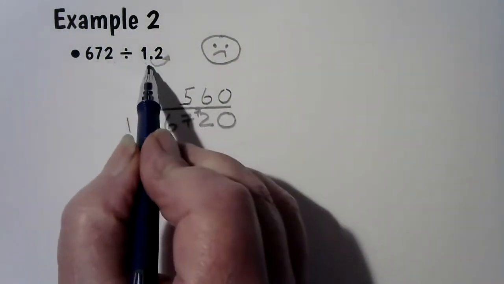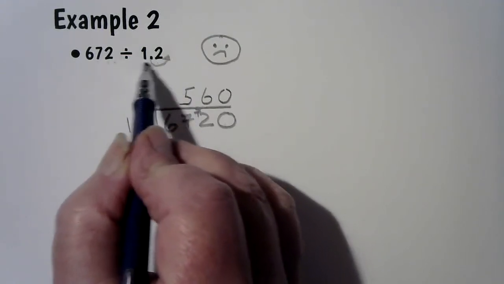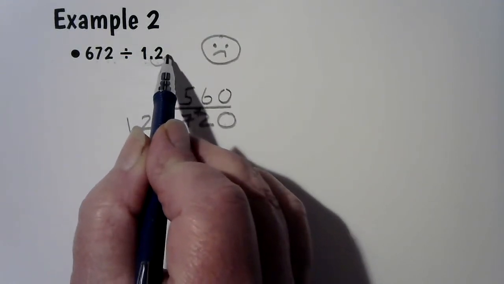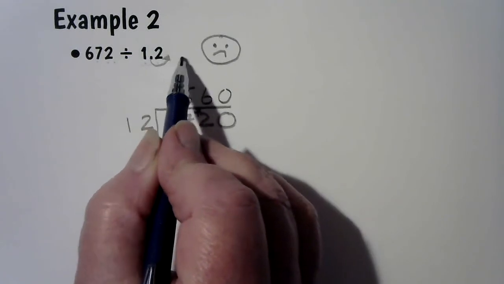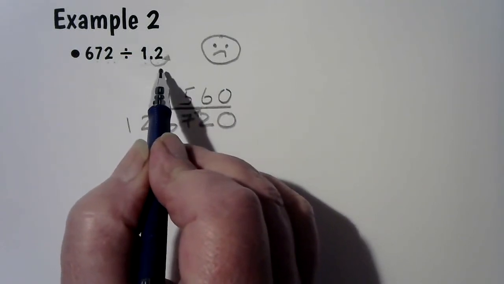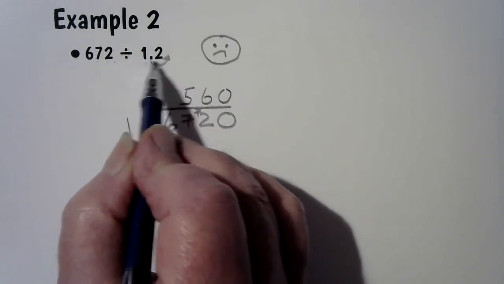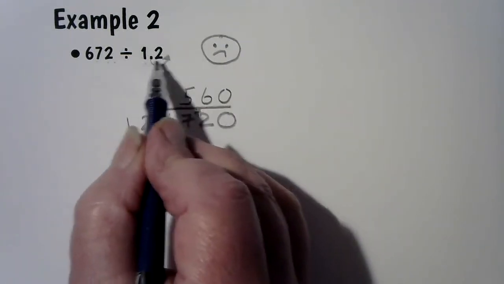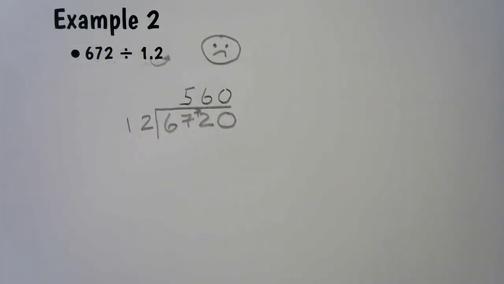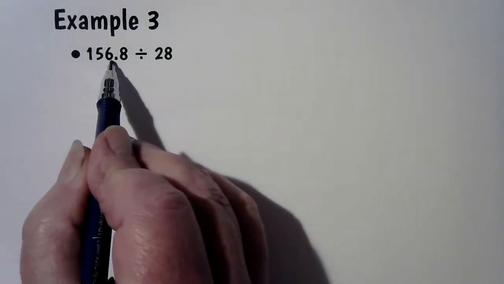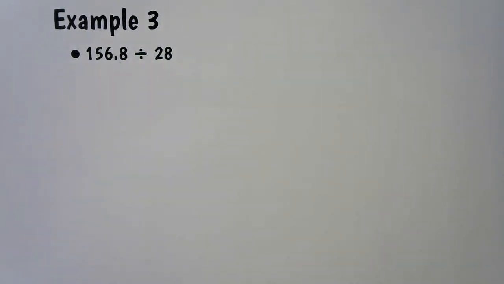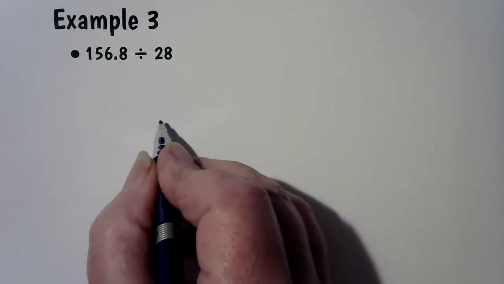But the trick is, if I've got a decimal here, multiply it by 10 or 100 or whatever you need to do to make this into a whole number. You'll probably only ever get 2 digits. Right, let's have a look at the final example now, example 3. It's 156.8 divided by 28. Oh, that doesn't look very nice, but let's do it anyway.